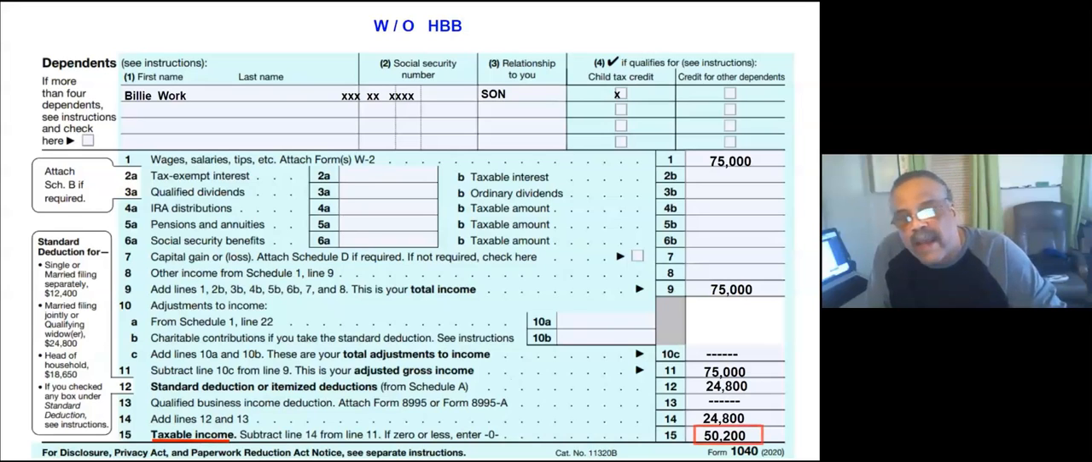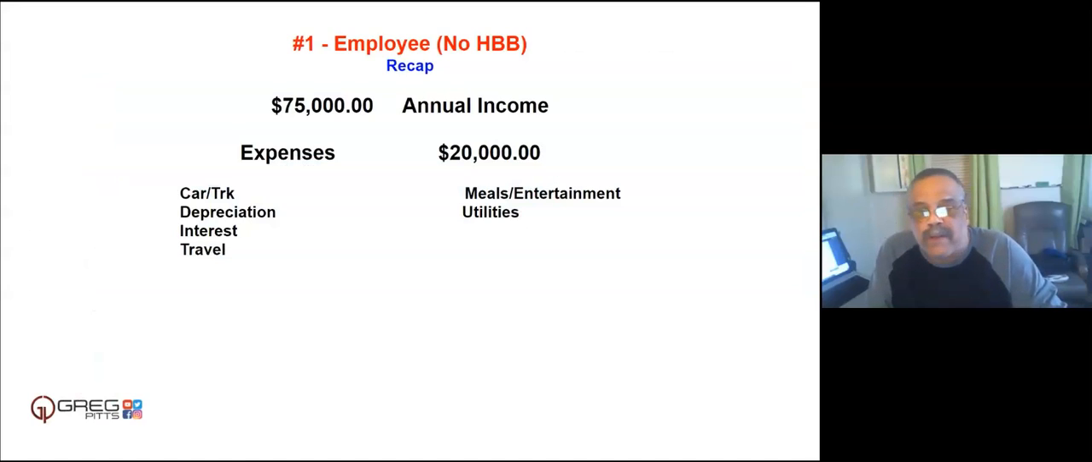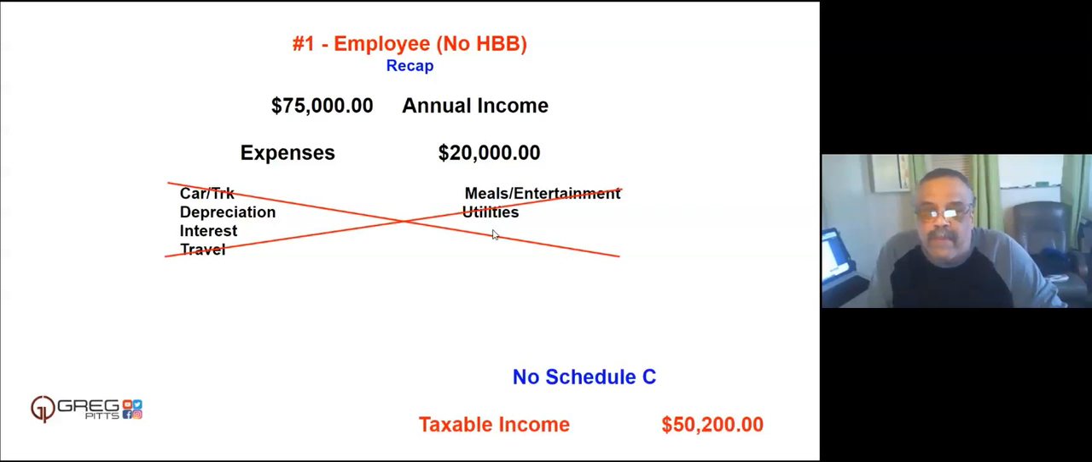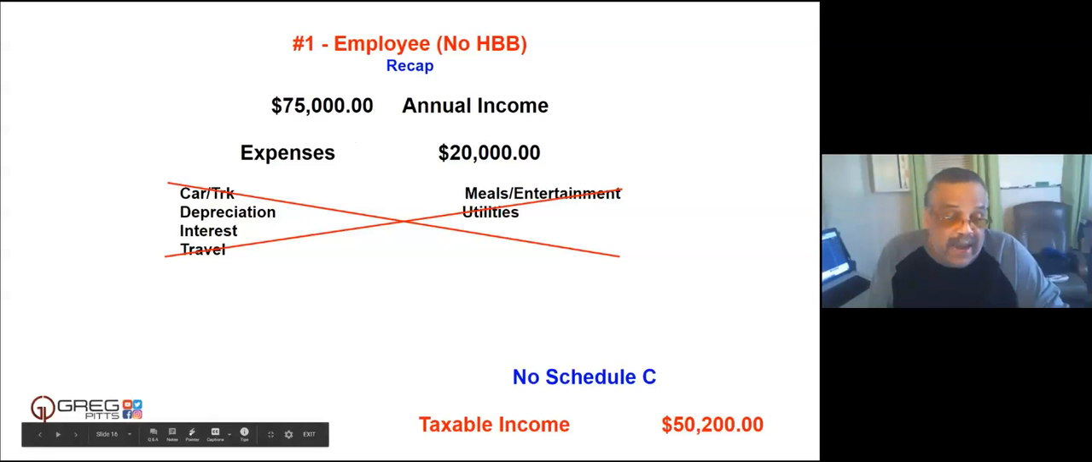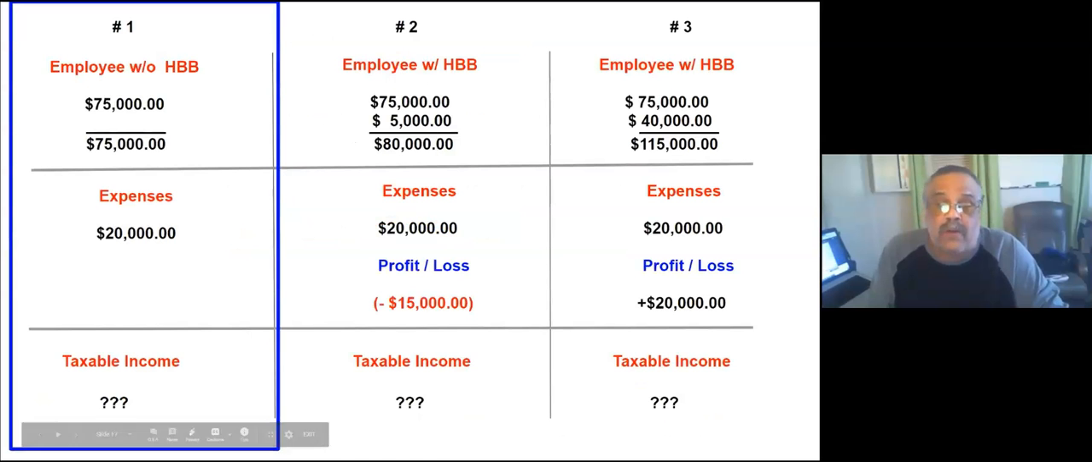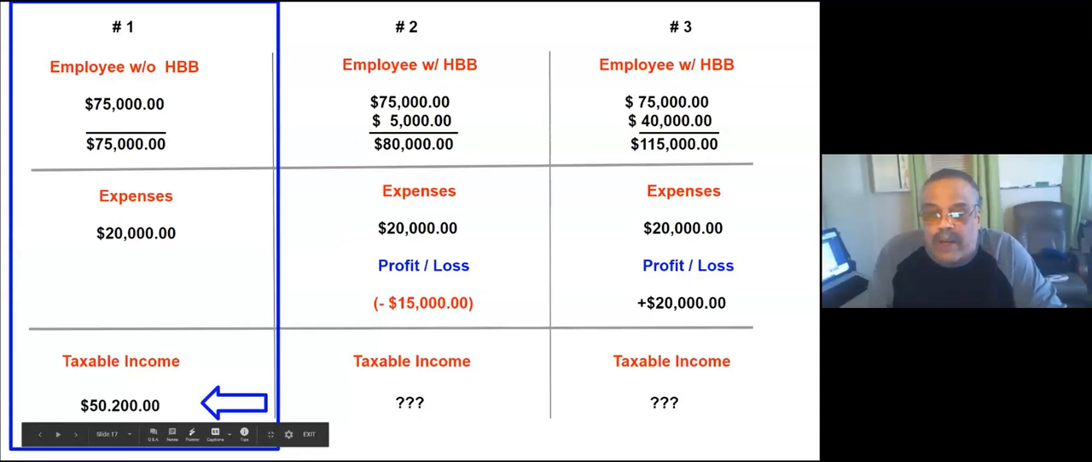Okay, so let's take that and just put that inside the chart here. Okay, they made $75,000. They could not deduct their expenses because they are employees. Your taxable income is $50,200. So right there in column 1, we put that taxable income of $50,200.